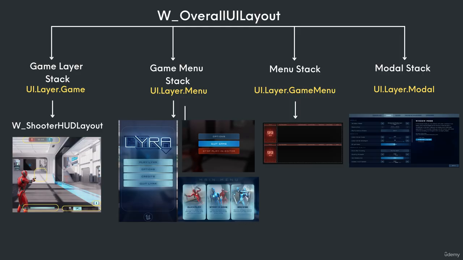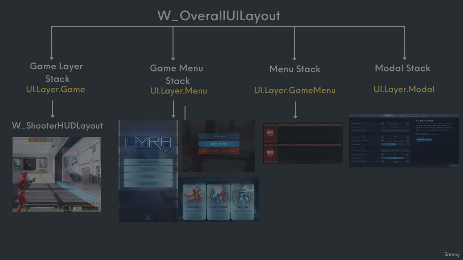UI.Layer.GameMenu is the tag to identify the menus which appear when a button is pressed. Show leaderboard menu is a good example. UI.Layer.Modal is the tag to identify the modal screens on top of the game screen. Lyra settings screen is a good example for this. The settings screen is opened from the Lyra front-end menu or the Lyra escape game menu.